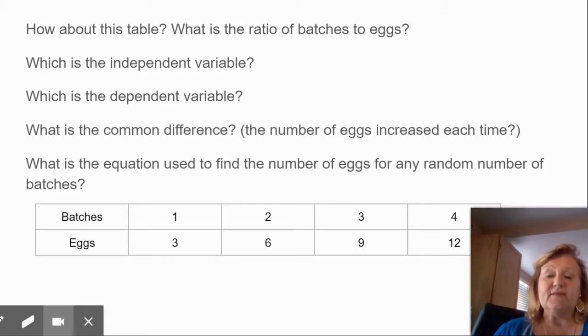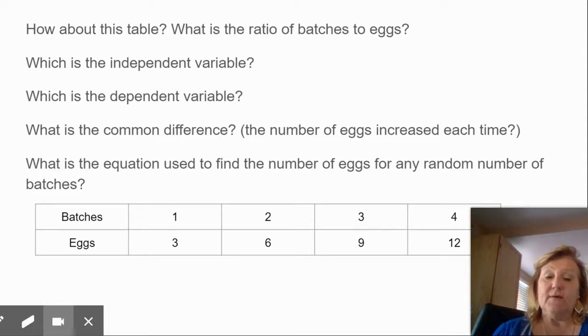The next thing we're going to talk about is common difference. So the common difference is the difference between each batch of eggs. So I have 3 eggs, and then the next batch I have 6 eggs. The difference between 3 and 6 is 3. It's adding 3 each time. That's called a common difference.